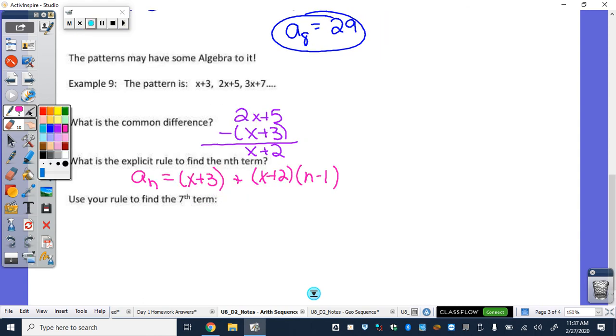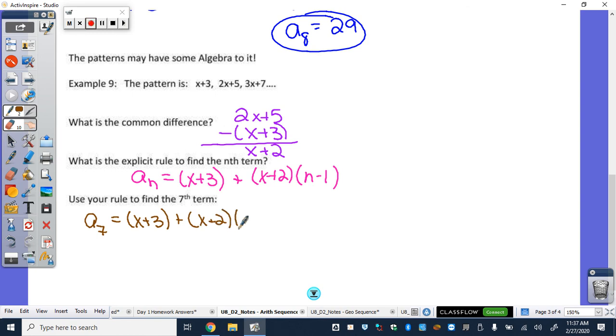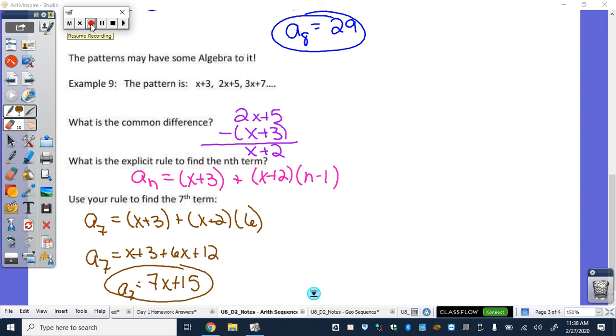So now let's go ahead and plug in 7 to figure out what our 7th term is. Seven x plus 15, hopefully is what you got.